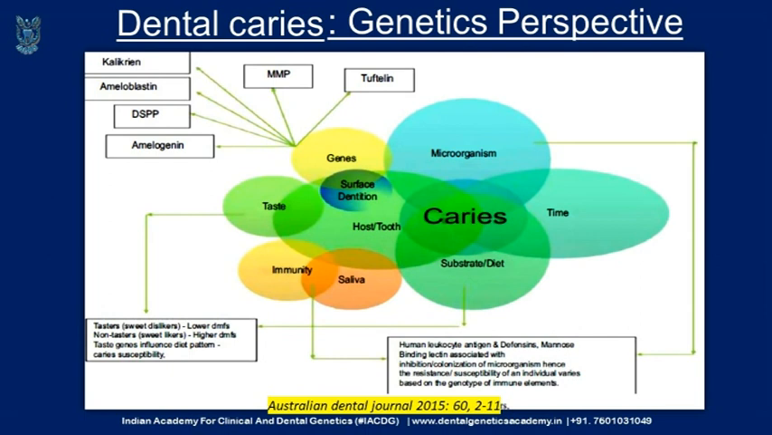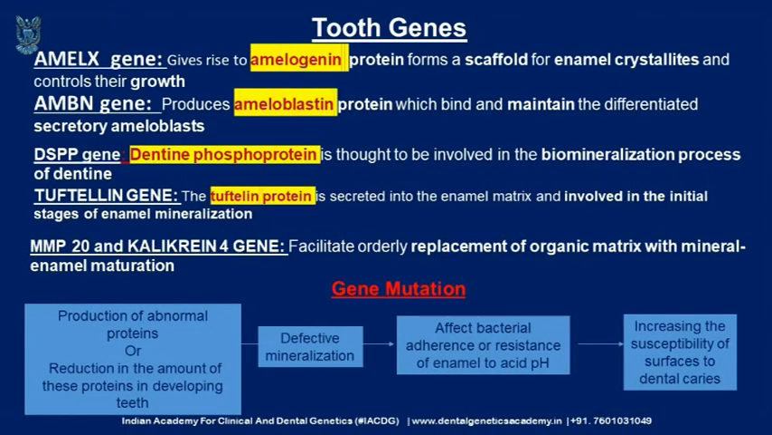For example, there might be so many tooth genes which produce so many proteins which are important for the development of a tooth, for mineralization, etc. So if anything goes wrong in these tooth genes, what will happen? There might be production of abnormal proteins or a reduction in the amount of these proteins in developing teeth. So all this together accumulates to give a defective mineralization, and definitely a defective mineralization will change the resistance of enamel to acidic pH, and will affect the bacterial adherence. Overall effect will be an increased susceptibility of the tooth surfaces to dental caries.